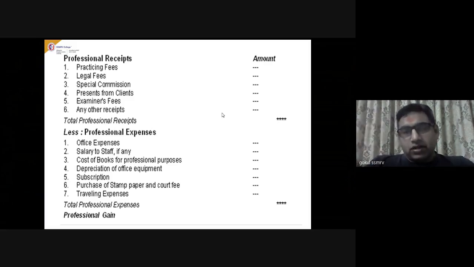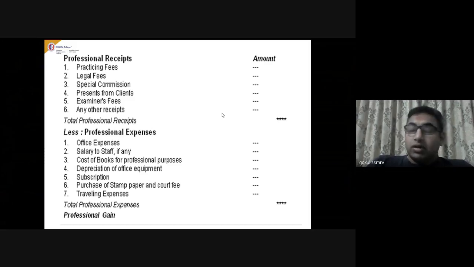For example, something related to legal, something related to law, only those he'll be given exemptions. He will not be given any exemptions for any normal general magazines or general newspapers. If it is a very specific journal relating to legal, anything related to law, then he'll be given exemptions for those subscriptions. Then purchase of stamp paper and court fee, that is also his professional expenditure.